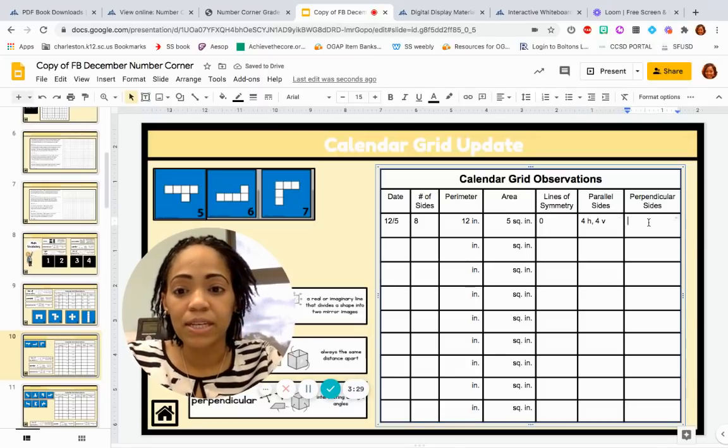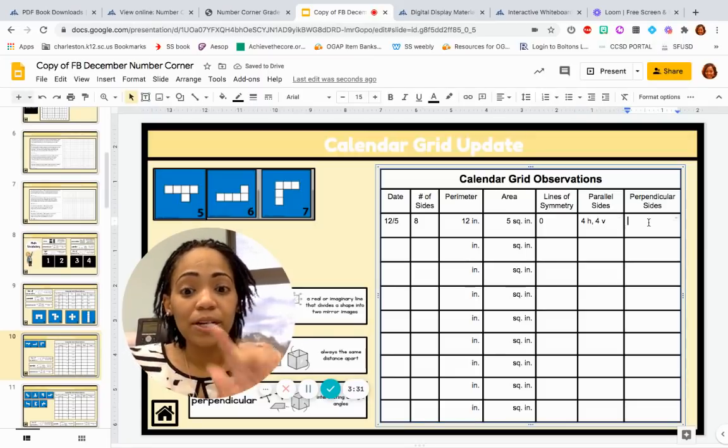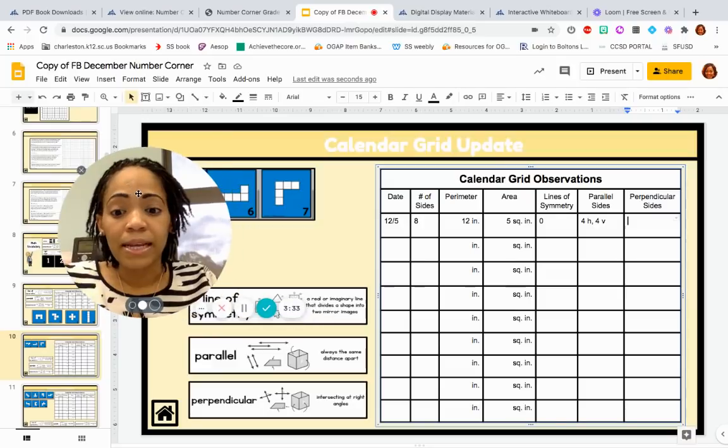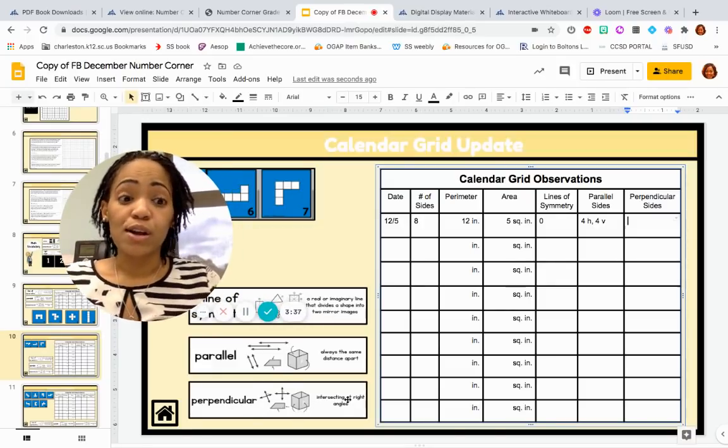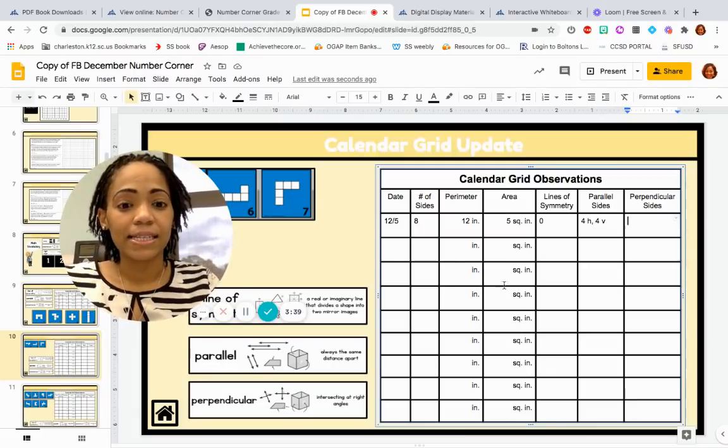Does it have perpendicular sides? Remember, that's where it creates that 90-degree angle, and there is one of our word resource cards right there for you. Yes, it does.